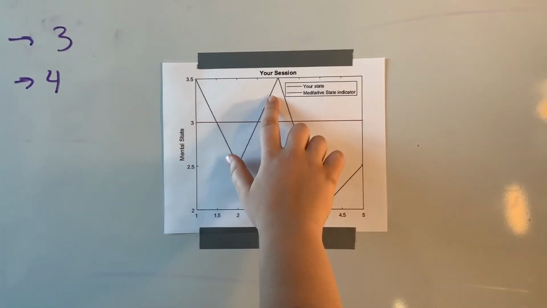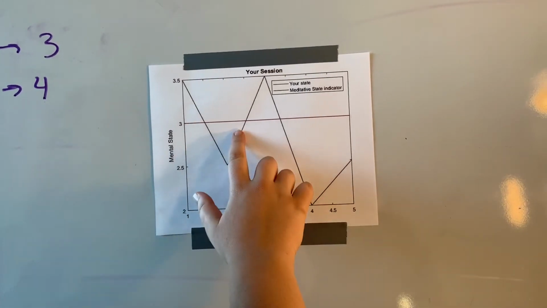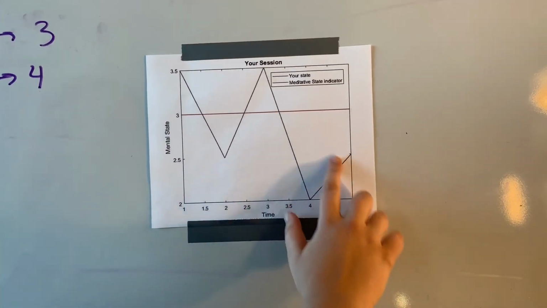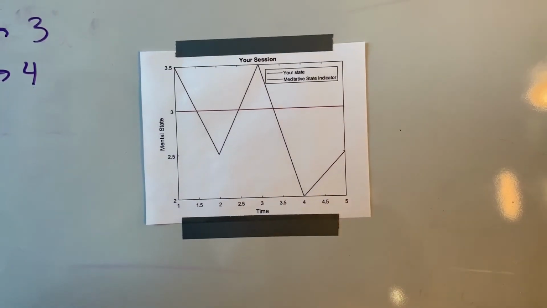And then once you cross, you know you've gotten out of that meditative state, but you can see that you're able to bring your brain back down into a relaxed state, which is what is really important.